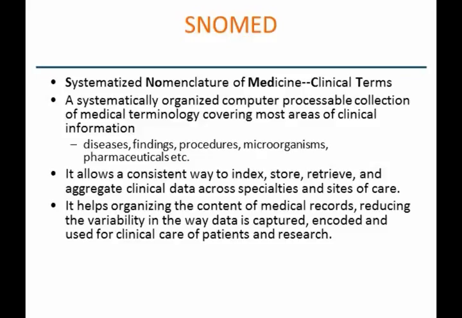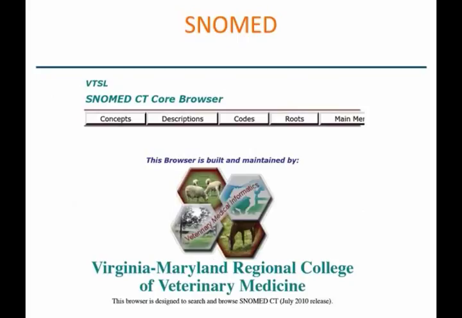And as I've alluded to and actually discussed a couple of times, we have these terminologies so we can index and store and retrieve and aggregate clinical data across specialties and sites of care. And by using these terminologies, we'll be able to communicate better with each other. And we can use it to organize the medical record. And that's really the whole point of this whole discussion today. SNOMED, and if you have a browser open, you might just go search SNOMED. It's very powerful, and it's actually quite a lot of fun.